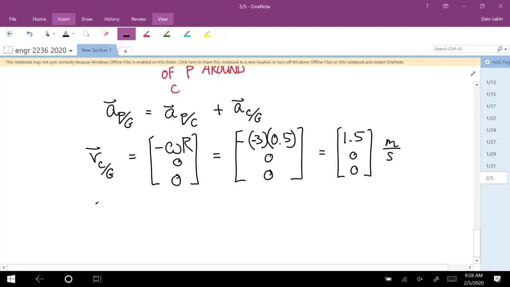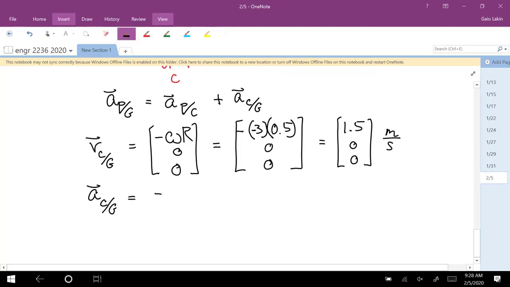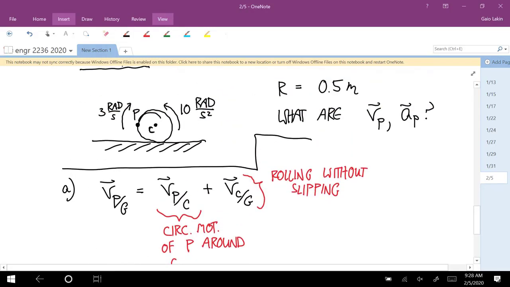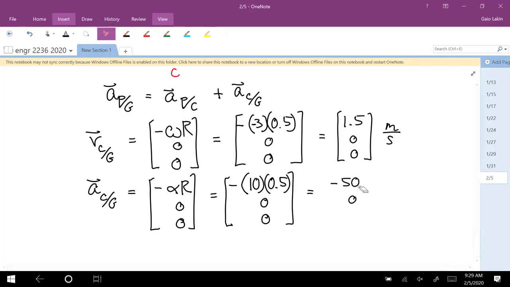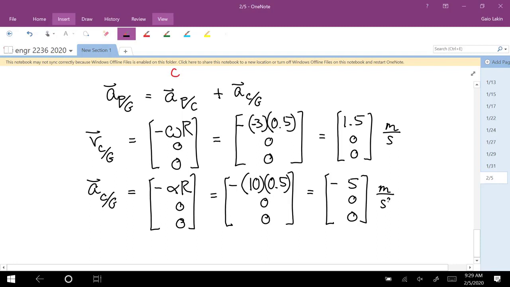And then let's do the acceleration of the center relative to the ground too. So that formula is negative alpha r, 0, 0. What's alpha? Positive 10, yep. So this is negative of positive 10 times 0.5, 0, 0. And so that's negative 5, 0, 0. And this is meters per second squared.